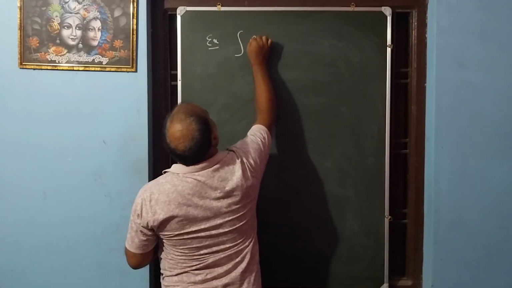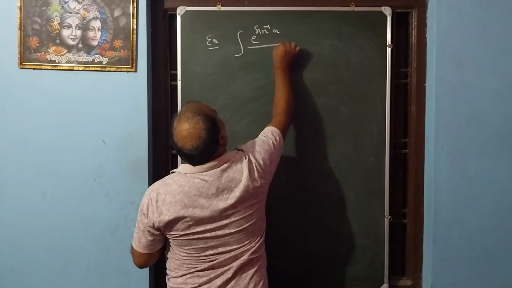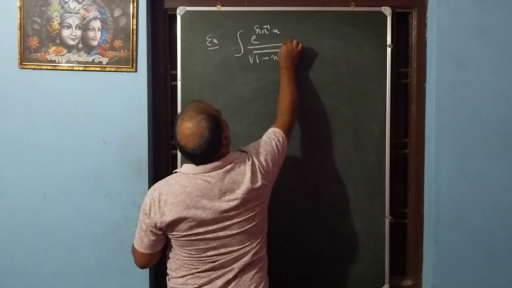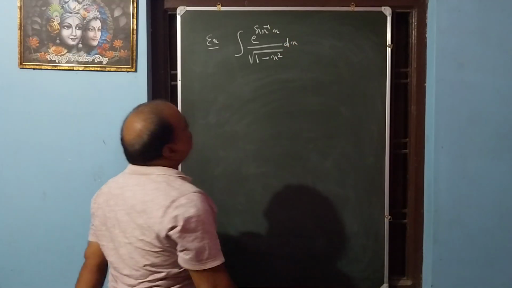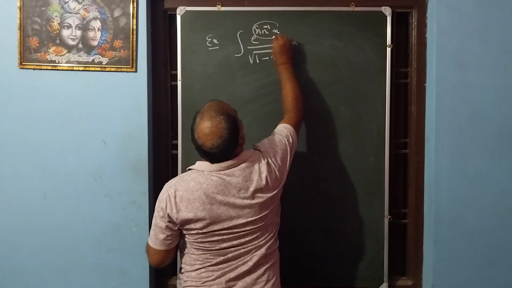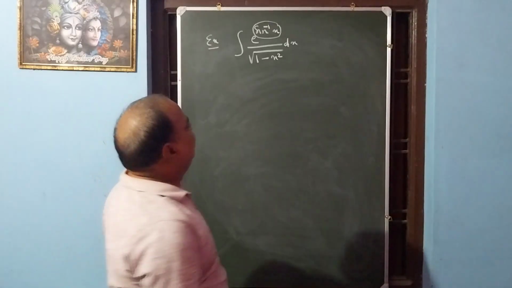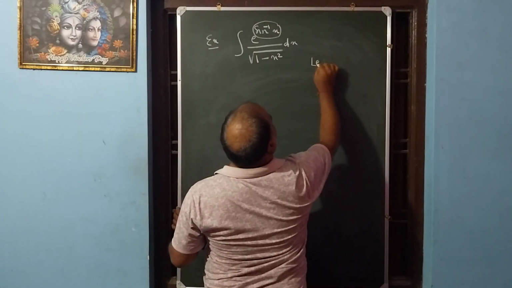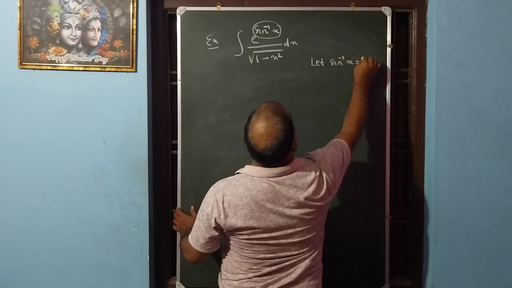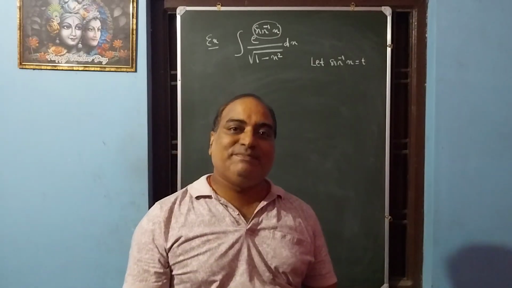Integration of e to the power sin inverse x divided by square root of 1 minus x square into dx. You have to put sin inverse x as t. Let sin inverse x equal t. Once you take this, you have to differentiate on both sides with respect to x.